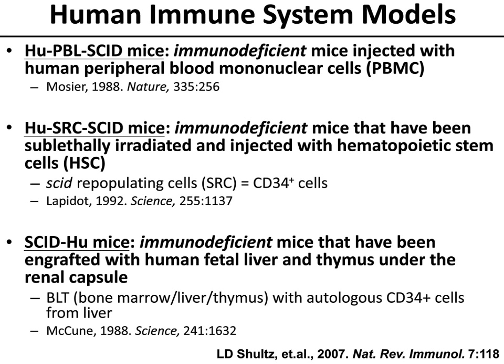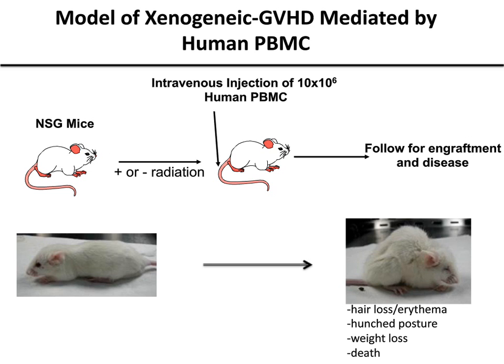So the first model to discuss is the Hu-PBL-SCID model. So again, a very basic model to set up where we start with our NSG or NRG animals. These animals can be preconditioned with radiation or not preconditioned. We can then inject human PBMCs. This can also be human splenocytes into the mice. And we standardly, for our research, do 10 million, but you can do more, and you can also do less and get fairly good engraftment.